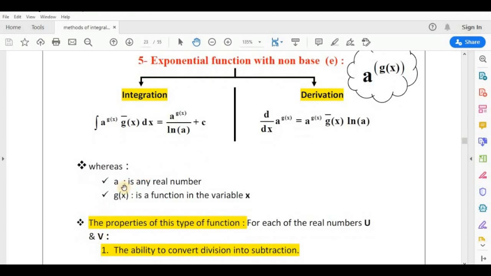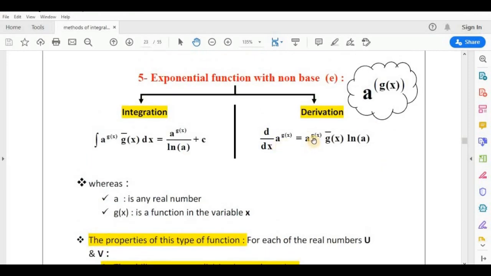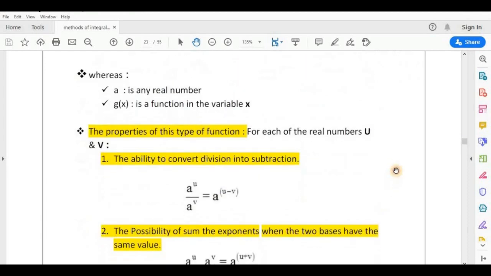What is a? A is any real number, and g(x) is a function in the variable of x. For the derivation of this type of function, we will keep a to the power g(x) as it is, multiply by the derivation of g multiply ln a. So for this type of function, you need to memorize how to find the derivation and how to find the integration. You should memorize how it looks like, because we will use it to find the solution for the integral and the derivation.